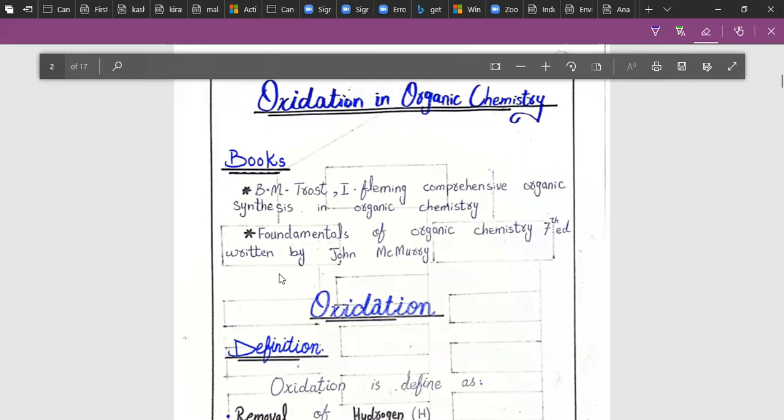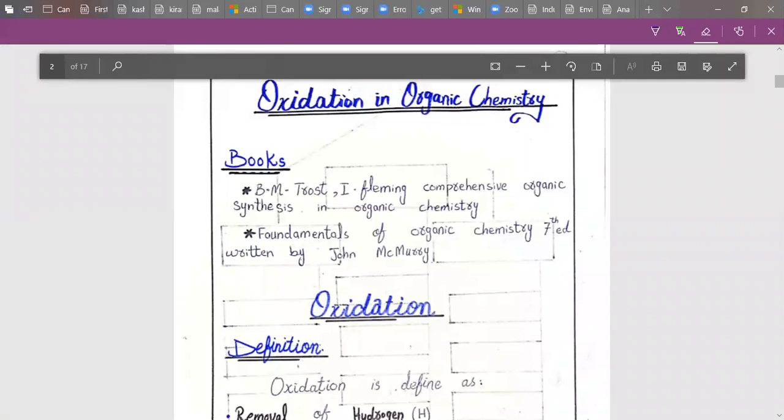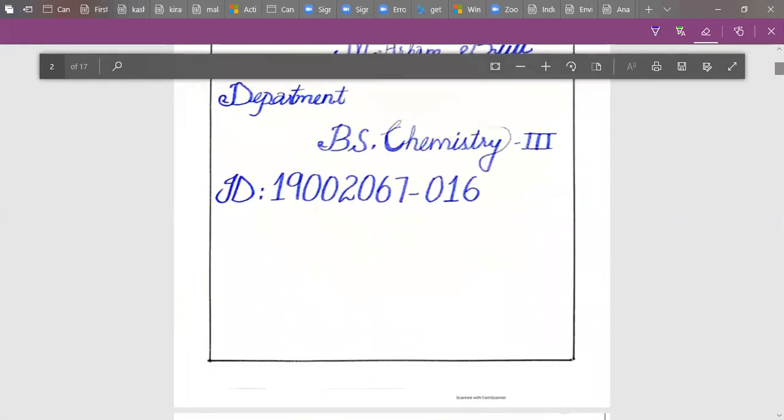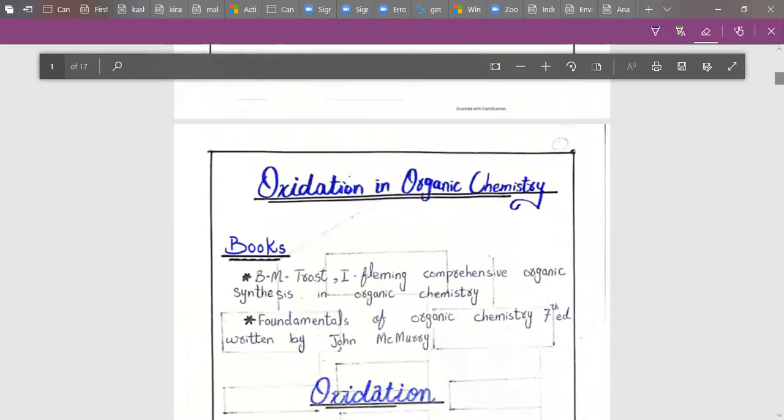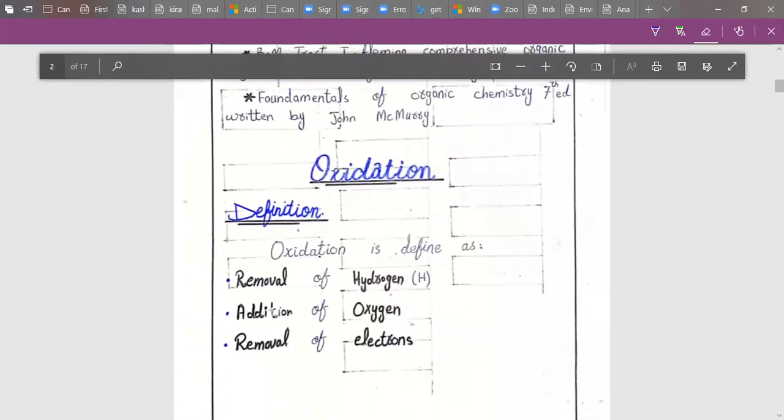First of all, I tell you about oxidation. Oxidation is defined as removal of hydrogen, addition of oxygen, and removal of electrons. If these processes occur in any chemical reaction, then we can say that this process undergoes an oxidation reaction.